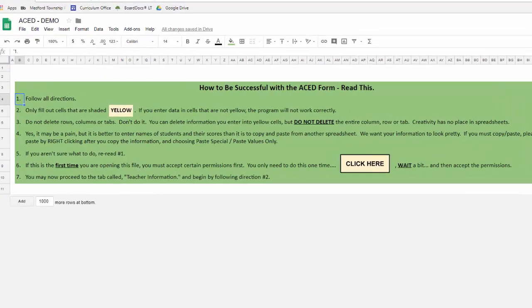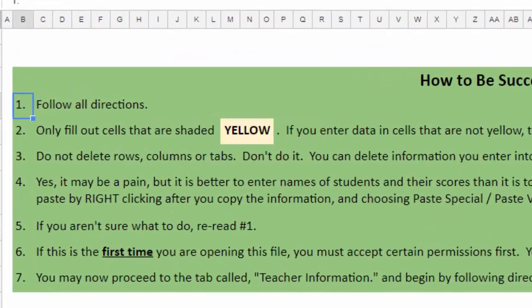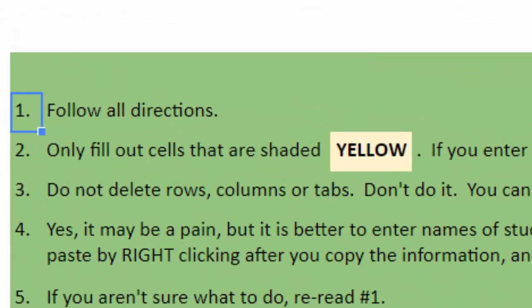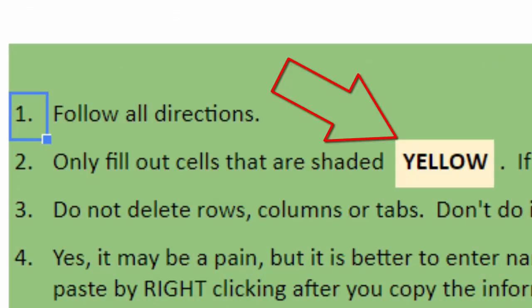Number 2, especially, you only are filling out yellow shaded cells. Yellow cells are the cells that I always shade yellow to indicate where you should enter data. Don't enter data in any cell that is not yellow. Those cells might contain formulas, and if you overwrite the formulas, the program may not work correctly.